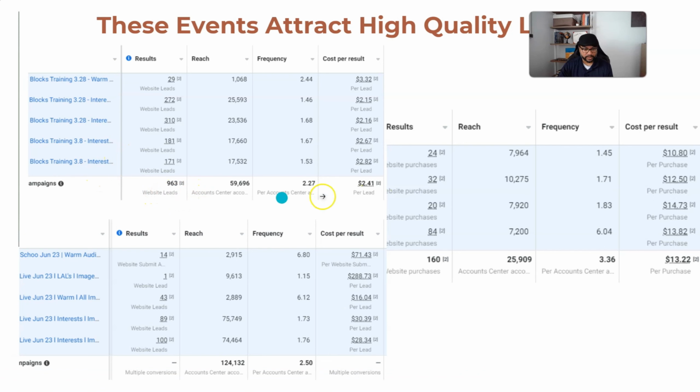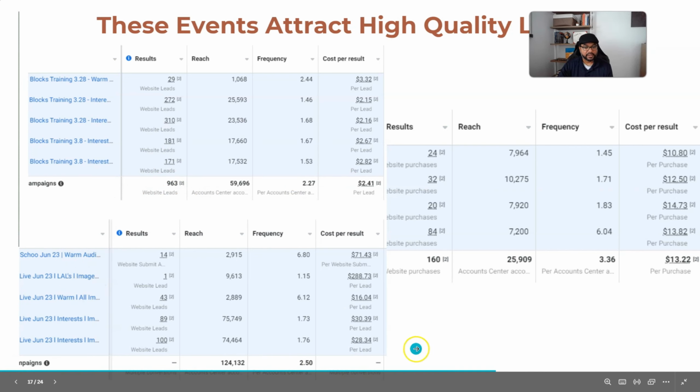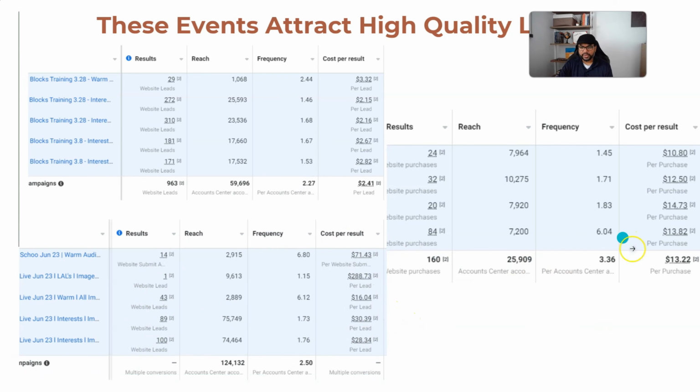963 leads at $2.41, converted that into a 10x return on ad spend. Another live event on here. I don't have the actual full data, but this is a deeper target audience. This live event is leading to a higher ticket, so the cost per lead is a little bit higher. And just understand that your cost per lead is going to be different depending on your target audience as well. So I just want to give an example.